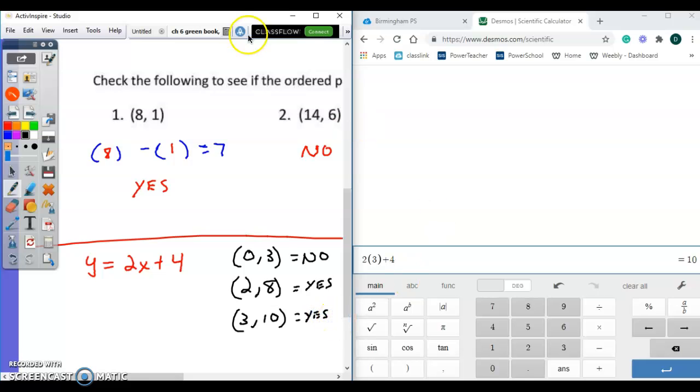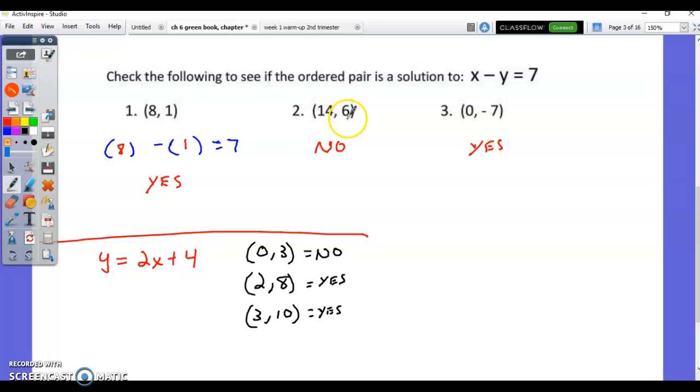So these are just checking ordered pairs to see if they are a solution to an equation. All right, use your Desmos calculator or any type of calculator. If you use Desmos, then it should go pretty fast because you're just inputting different data points.